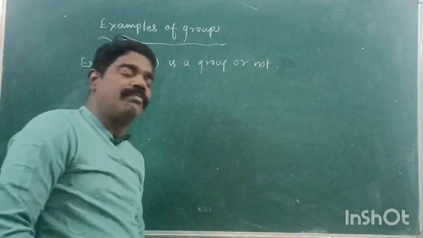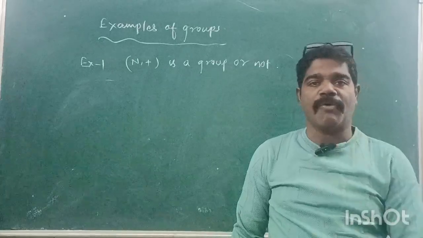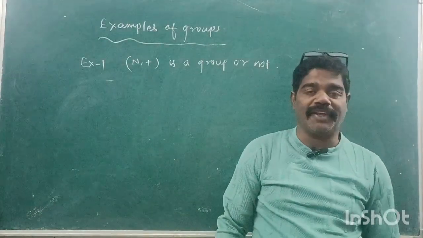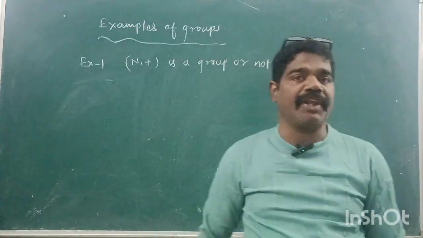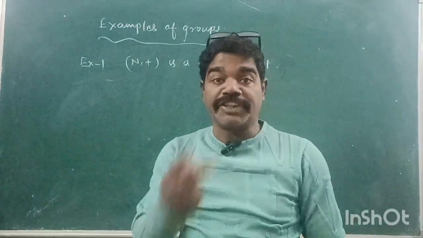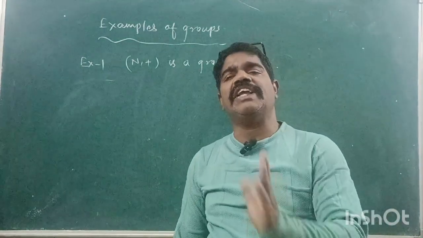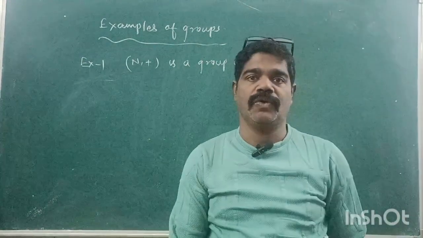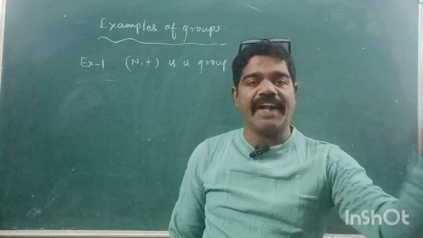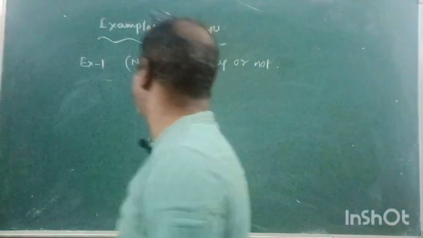Okay. For a group, how many properties do you have to prove? 4 properties. Number 1, closure property. Number 2, associative property. Number 3, identity property. Number 4, the inverse property. But remember, the first 2 properties, closure and associative, are mostly satisfied by each and every number system. Okay, only 2 we have to prove. Those are identity property and inverse property, right? Okay, fine.